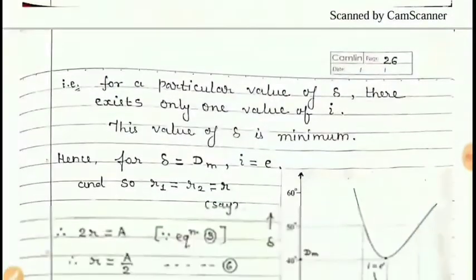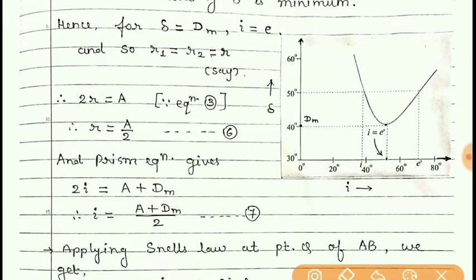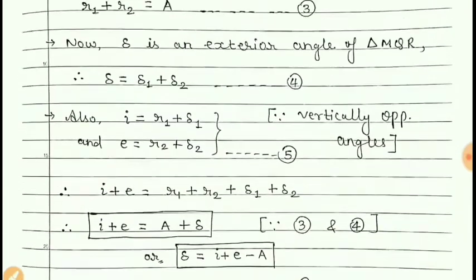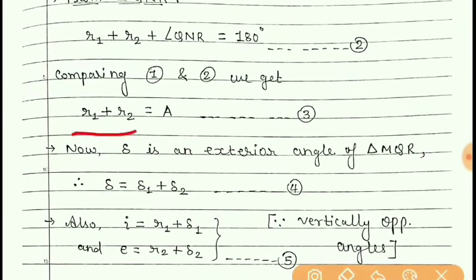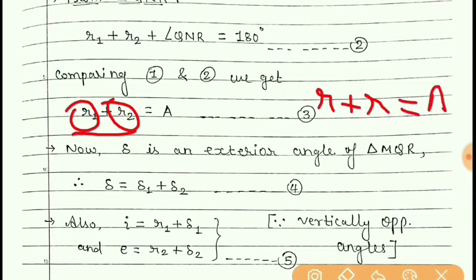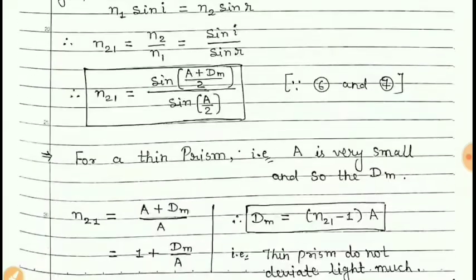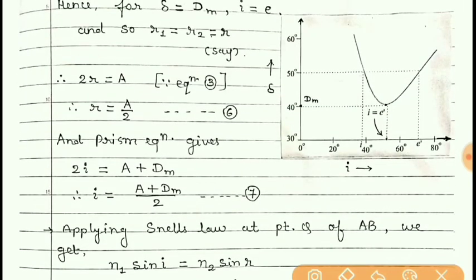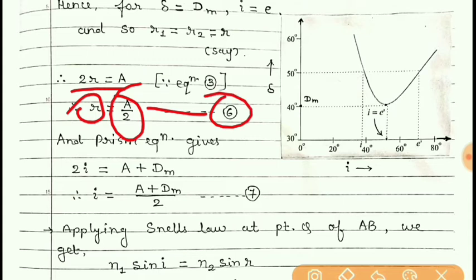Now, if R1 and R2 are equal, then in equation number 3, if we put R1 equal to R, and R2 is also R, then R plus R is equal to A, and therefore 2R is equal to A, and so R is equal to A by 2. Let us give this equation number 6.